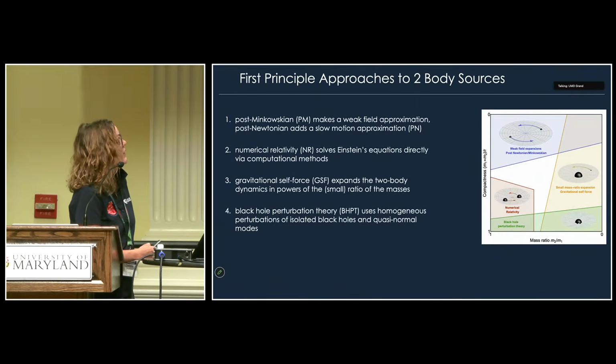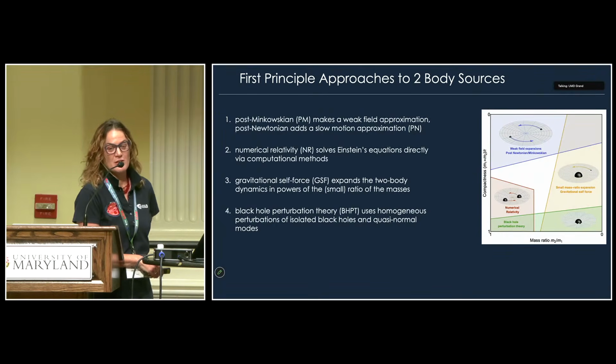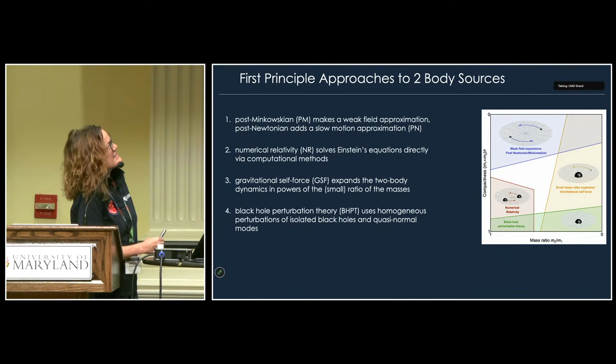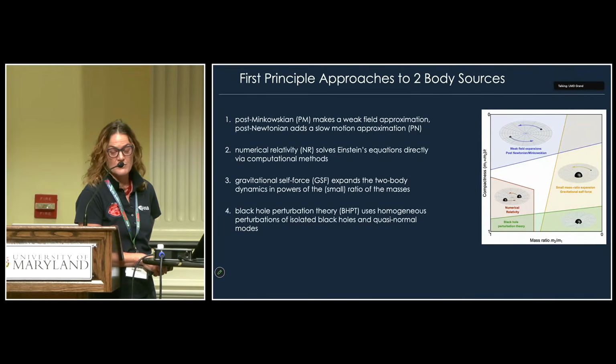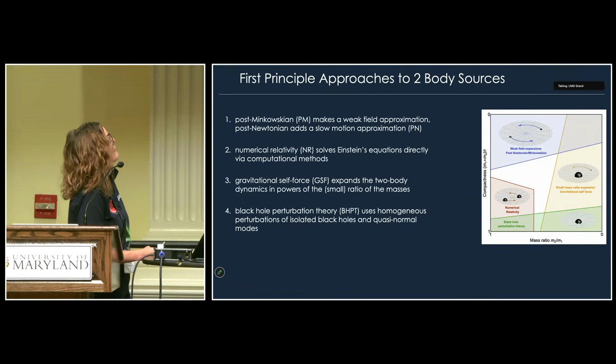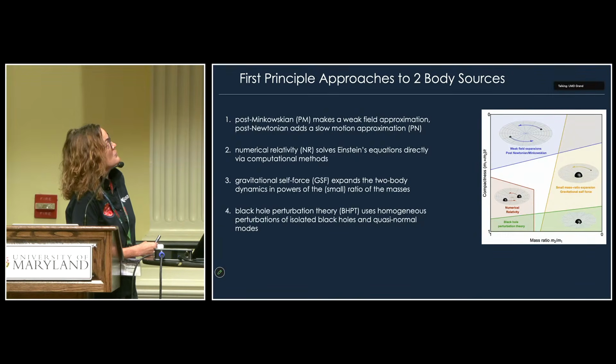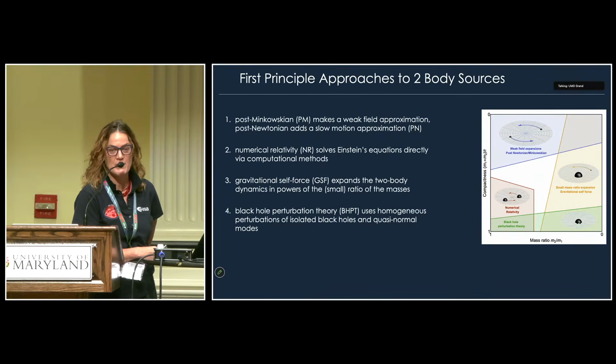Then we have numerical relativity, which Alvin called the truth. I like that, the truth. It's not really true, but you solve Einstein's equations directly using computational methods. And then you have gravitational self-force, where you expand the two-body dynamics in powers of the mass ratio. And we have black hole perturbation theory, which deals with perturbed, isolated black holes, and it really gives us information about things like the quasi-normal modes.